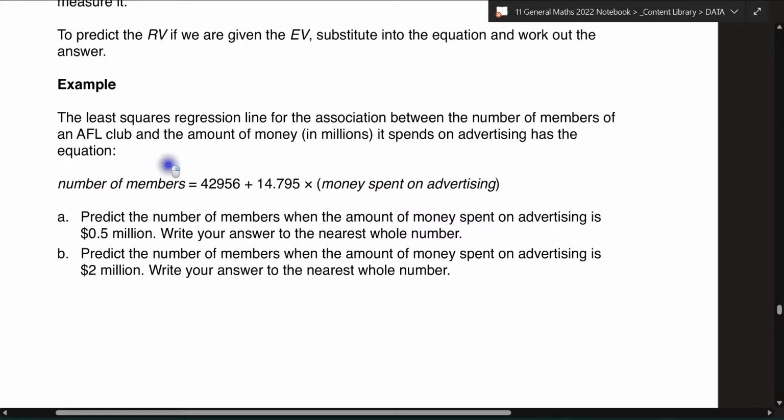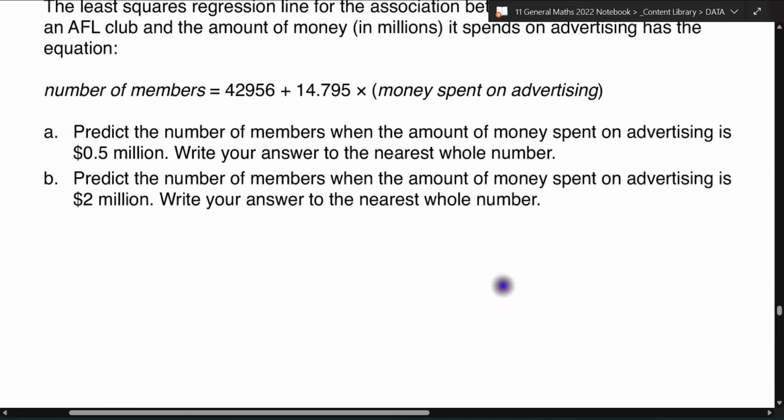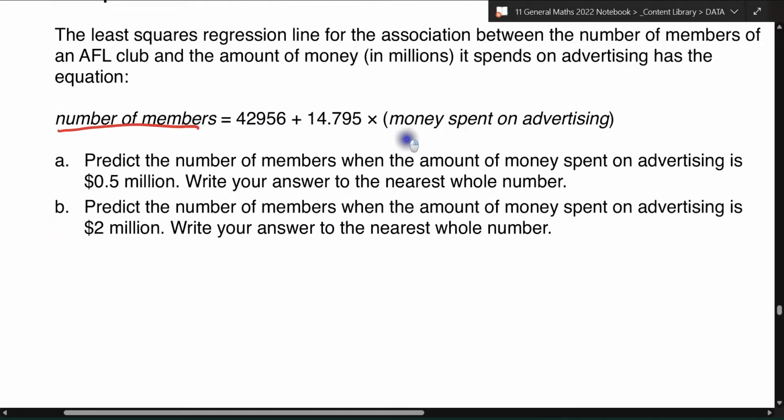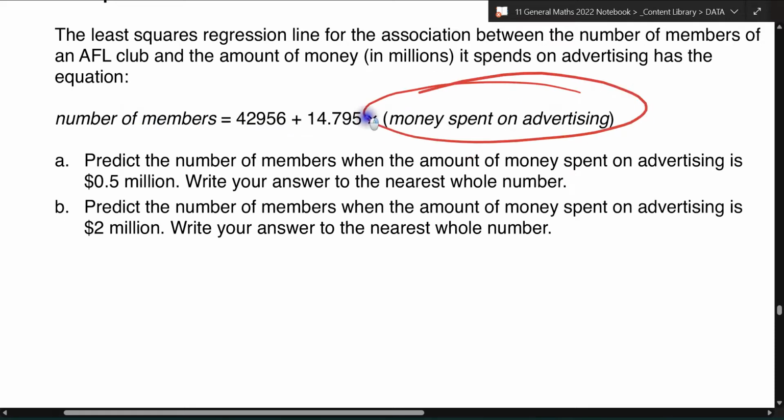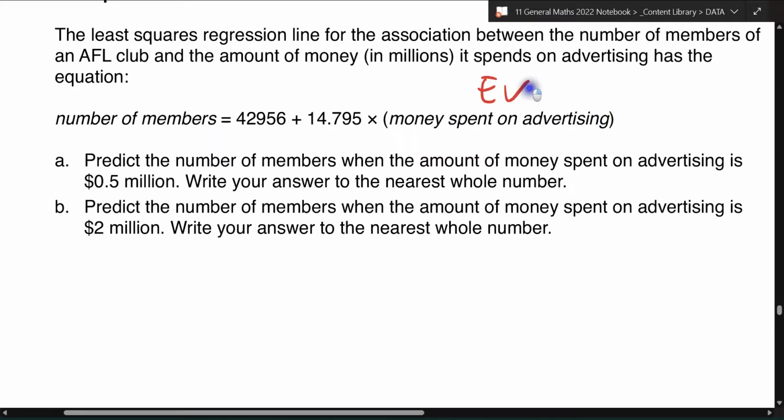So let's read the question. The least squares regression line, cool, we've got an equation for the AFL club, and the amount of money in millions it spends on advertising is shown here. So the number of members is equal to all of this, and you can find that by figuring out how much money they spent on advertising. So what this is telling me is the more money they spend on advertising, the more members they'll probably have. For the first question here, predict the number of members when the amount of money spent advertising is 0.5 million. Write your answer to the nearest whole number.